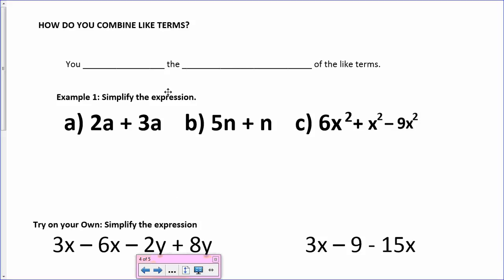Now, how do we combine like terms? Once we figure out what the like terms are, how are we going to combine? Well, what does combine mean? It means to put together. Mathematically, how do we put two numbers together? We add them, okay? We add the coefficients together because the like terms already have the same variables. The only difference that they might have is their coefficients. So we add those numbers together, okay? So, examples. Here we go. A.